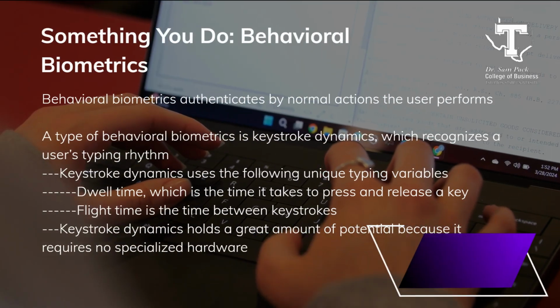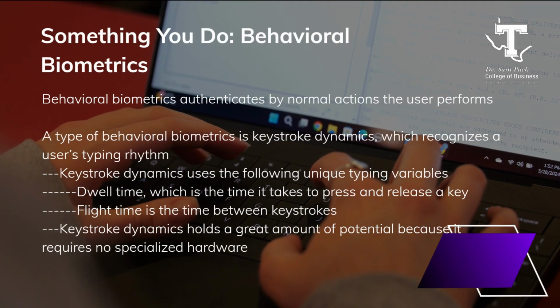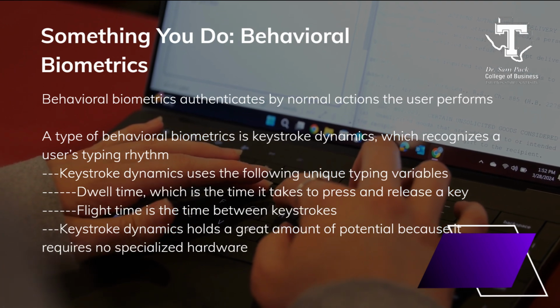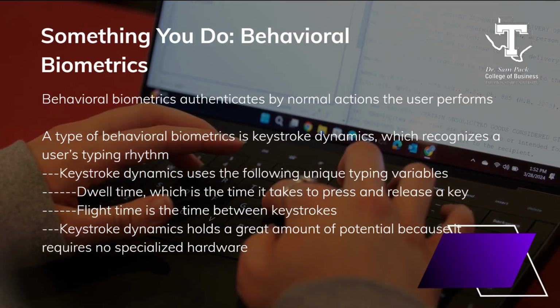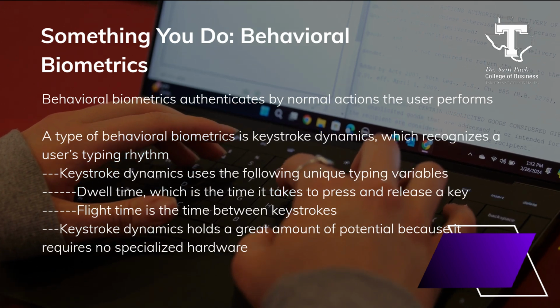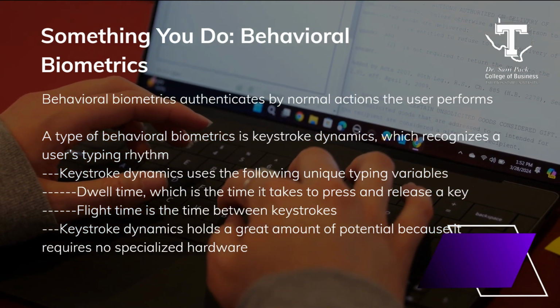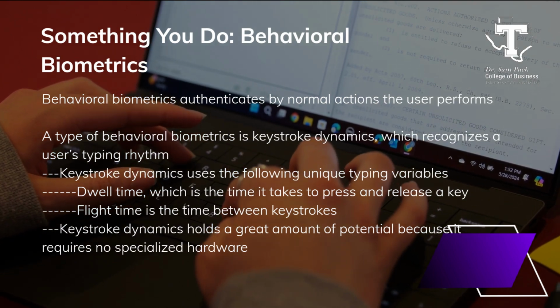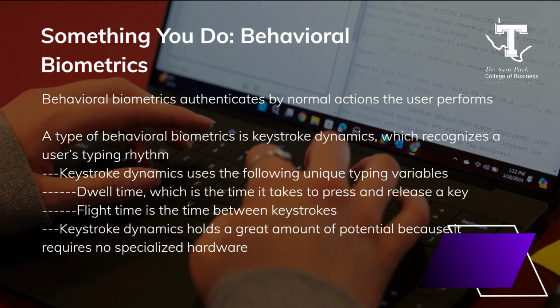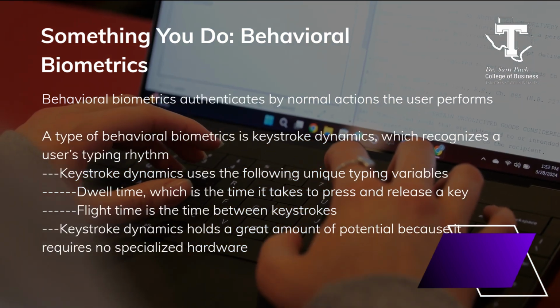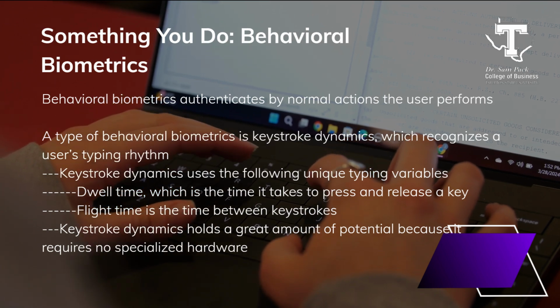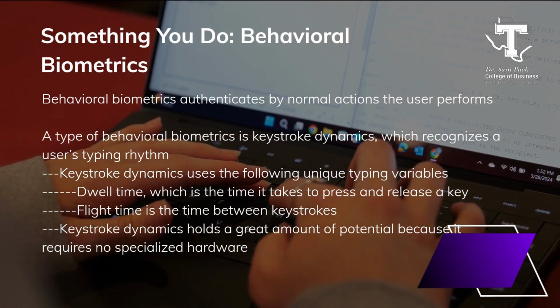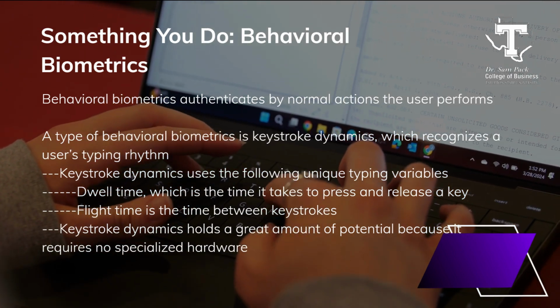Behavioral biometrics authenticate users based on their normal actions. One example is keystroke dynamics, which analyzes the rhythm of a user's typing. Keystroke dynamics looks at variables like dwell time, how long you hold down a key, and flight time, the interval between key presses. The great thing about keystroke dynamics is that it doesn't need specialized hardware, making it a practical and promising method.